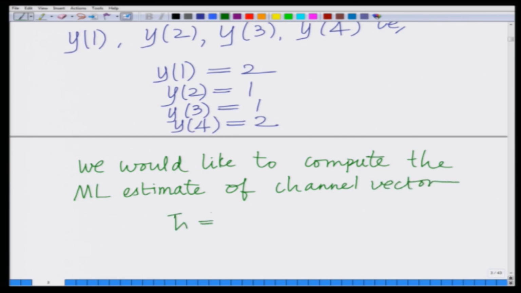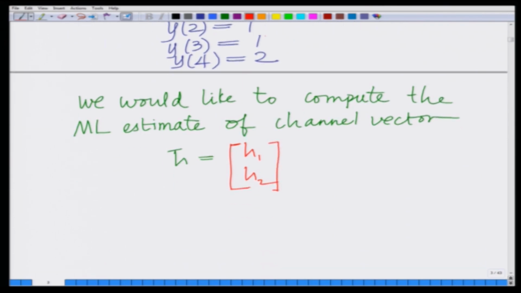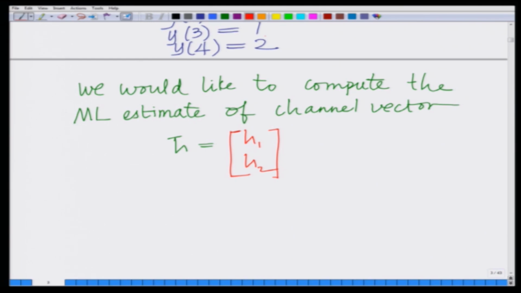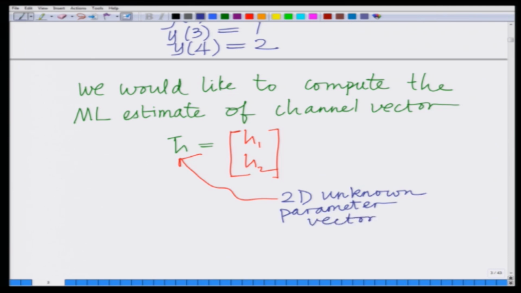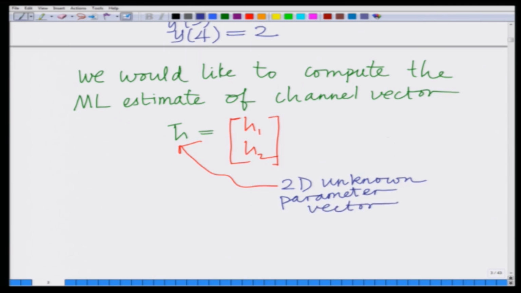Remember, the channel vector is basically the vector of the 2 multi antenna channel coefficients h1, h2. So, we would like to estimate the channel vector h bar, which consists of these multi antenna channel coefficients h1, h2. So, it is a 2-dimensional vector, a 2-dimensional channel vector, or also a 2-dimensional unknown parameter vector. This is a 2D unknown parameter vector.